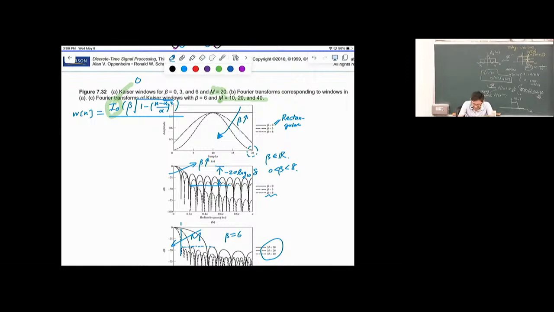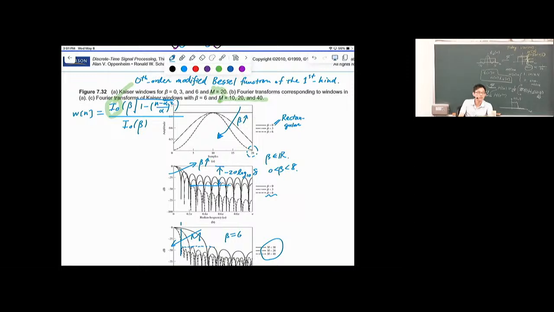Zeroth order is a kind of Bessel function. Modified Bessel function of the first kind. Wow, long name. And there's also a normalization factor we need to consider. So that's an explicit expression for the window in the time domain.